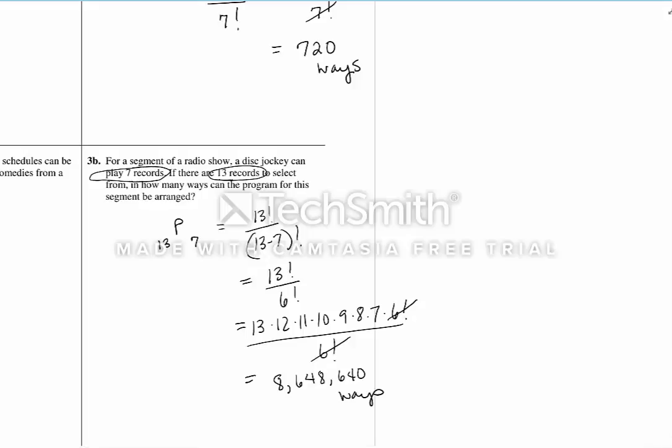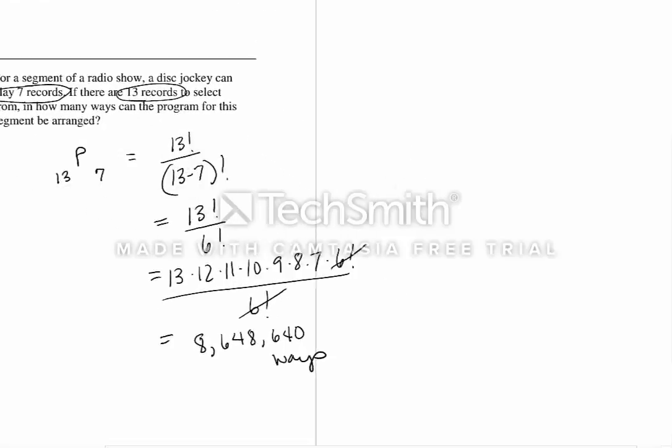Okay. And then in number 4, we're going to omit. It deals with duplicate letters, and so we're not going to do that one.